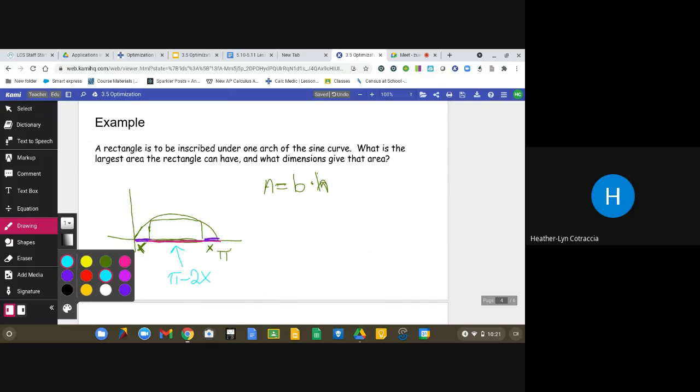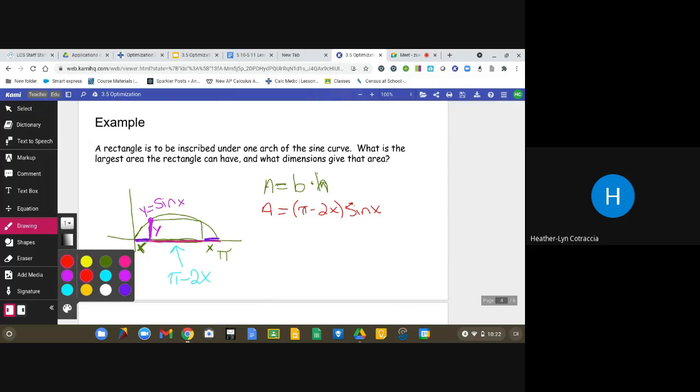Now, the height of my rectangle, this section right here, would be y, where it hits the curve. We know that if that's x, then it hits at y equals sine x. So x is my x coordinate; you plug that in, y is equal to sine x. So that means my area will be my base, which is pi minus 2x, times my height, which is sine x.